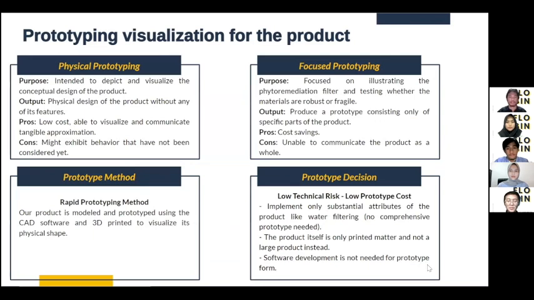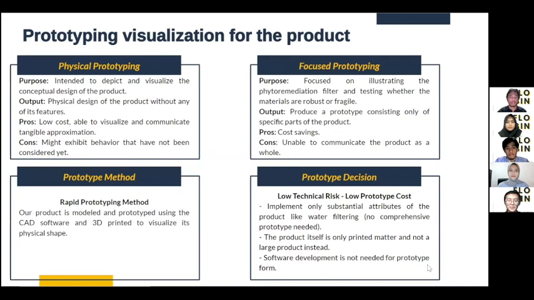Next, between focused and comprehensive prototyping, we choose focused prototyping because we focus on illustrating the phytoremediation filter and testing whether the materials are robust or fragile. The output of this focused prototyping is a prototype that consists of specific parts of the product, and the benefit of using this prototype is cost savings. However, it is unable to communicate the product as a whole.